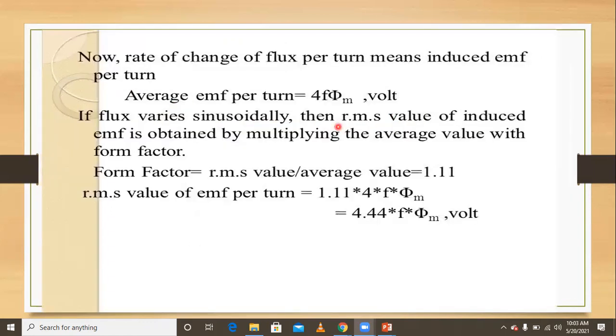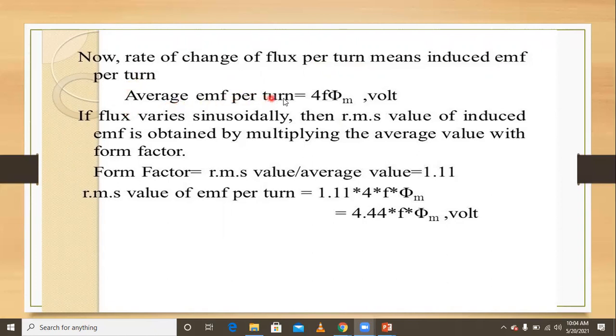Now the rate of change of flux per turn means the induced EMF per turn. E is equal to minus N into d phi by dt. So the rate of change of flux d phi by dt is equal to E by N, which is called the EMF per turn. Here E means the induced EMF in the transformer primary winding, divided by the number of turns, giving the EMF per turn.